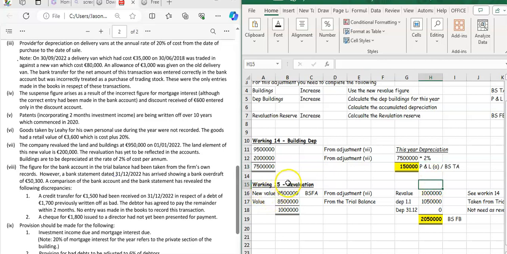And then we have to calculate the revaluation reserve. So the revaluation reserve is the increase in the value, which is 100,000, plus the cumulative depreciation on our buildings that we have up until the start of this year, which is 105,000. And because we revalued the buildings at the start of this year, we're not going to have any depreciation on the old value. And that's your working 7 for V Leahy 2023 higher level sole trader question.